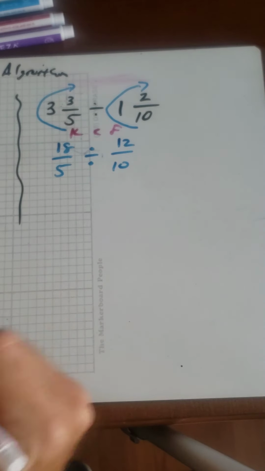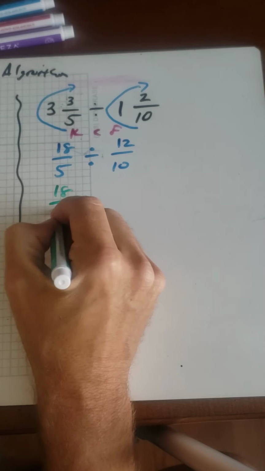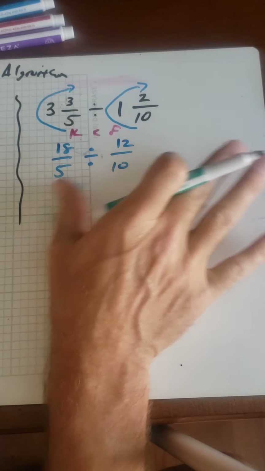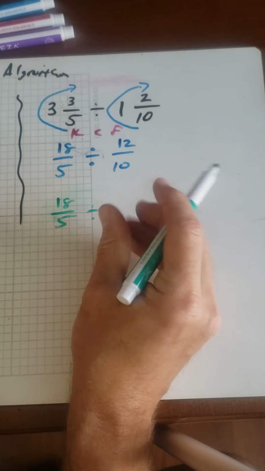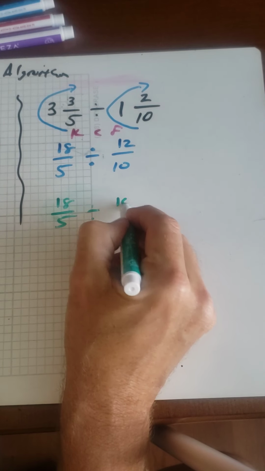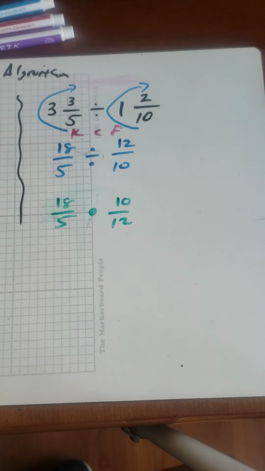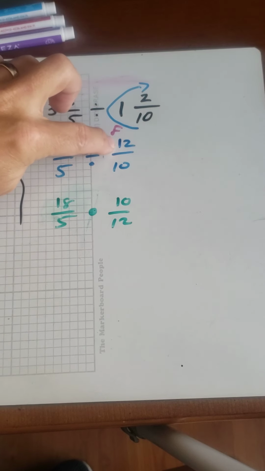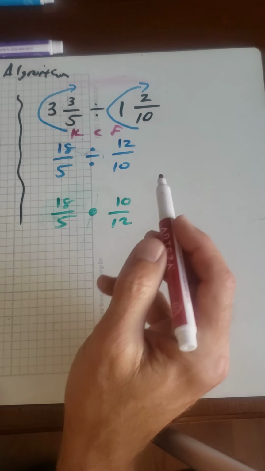I'm going to keep the first one the same, so 18 over 5, and I'm going to multiply this one. I change the division to multiplication. And then this one's going to flip over to be 10 over 12. So 18/5 did not change. My division symbol became multiplication. I changed it, and then I flipped 12/10 over to 10/12. And now I do the same thing I've been doing for a while.